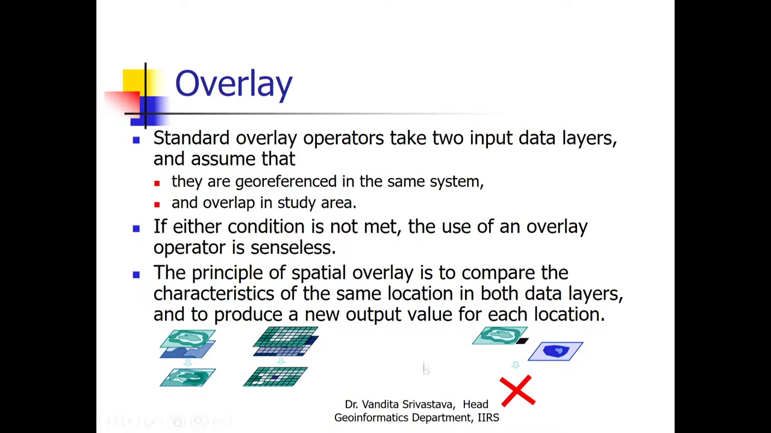If you have a study area like this, for example, this is Dehradun district, there is Haridwar district, there is no overlap between the two, then we cannot perform overlay operations on these two layers. So these two conditions have to be met in order to perform overlay operations. If either of these conditions is not met, it is not sensible to perform overlay operations.